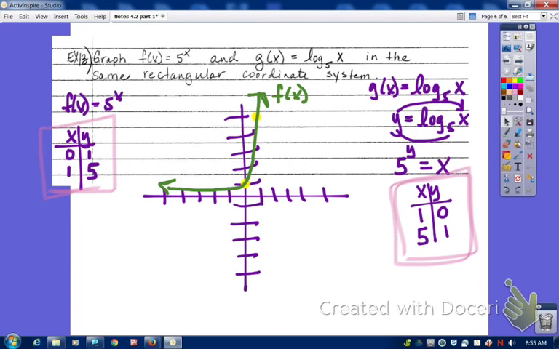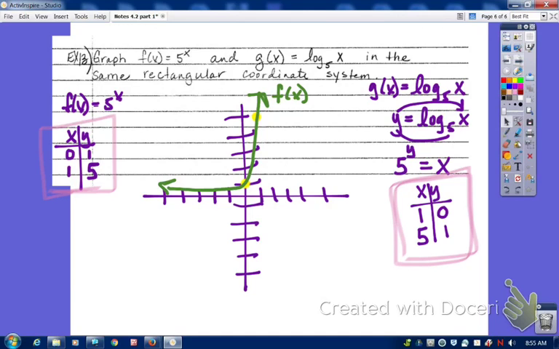So when we go and graph our log graph, we're not going to graph 0, 1. We're going to graph 1, 0. Okay? Some of you will go, well, I'm not even going to change into exponential form, I'm just going to take my original t-chart and swap the x's and the y's. You can do that too. But you have to know logs are inverses of exponential functions to know the shortcut there.